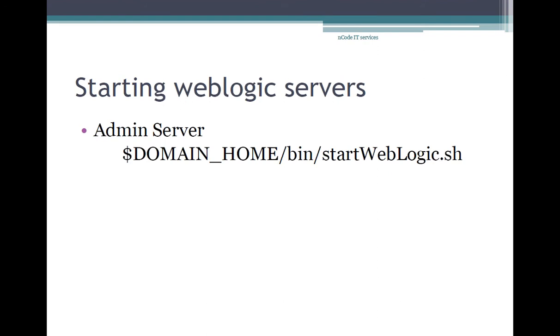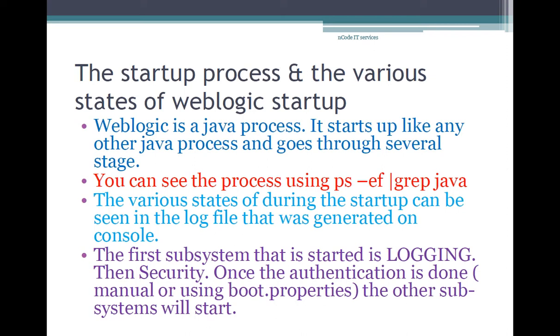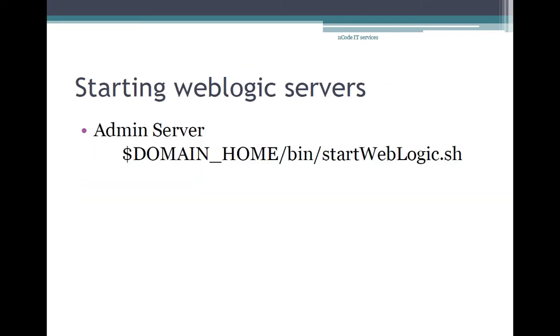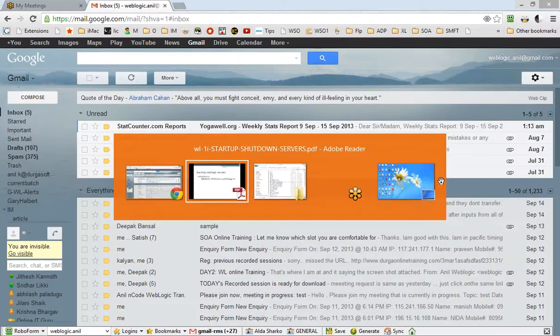And this is a script to start your admin server. In your domain home bin directory, you will have a script called start.weblogic.sh. The same script is also available in domain home, but just to keep the symmetry, we always use the scripts inside the bin directory. So if you go to domain home and bin, you will have start.weblogic.sh. So let's go there. We'll see the startup process, what happens during the startup.